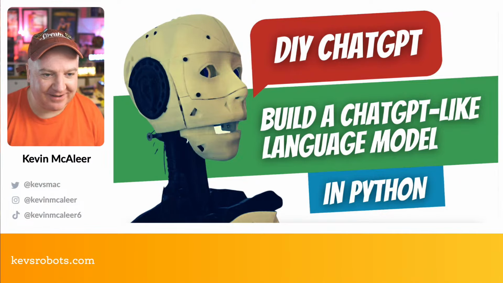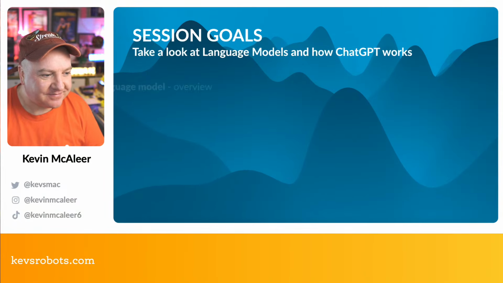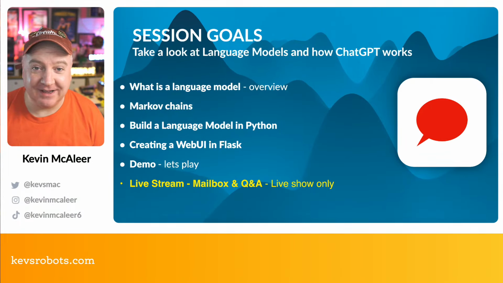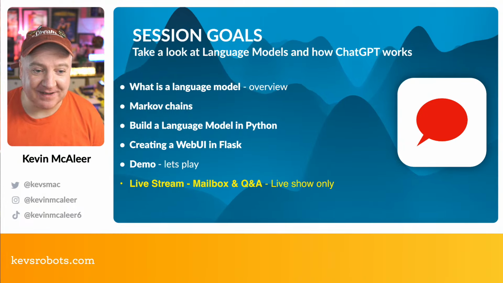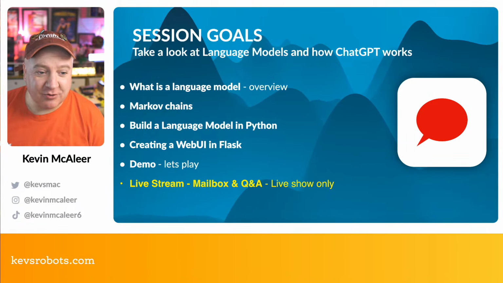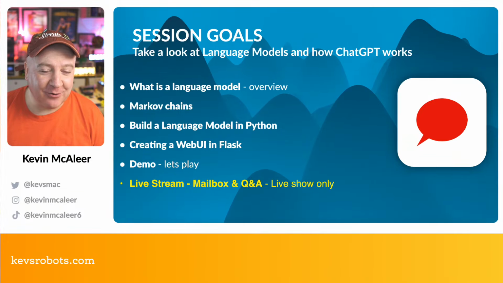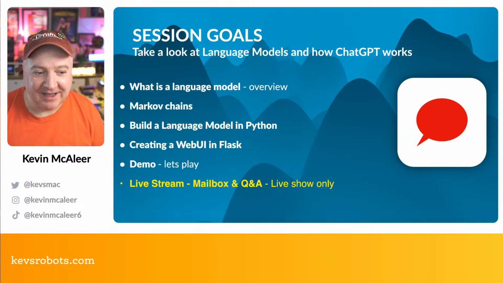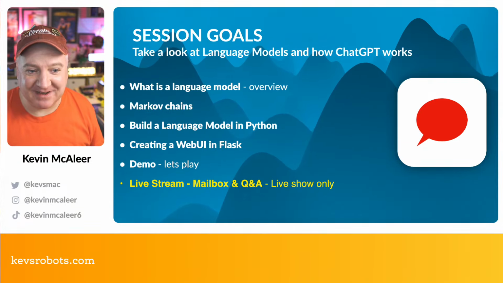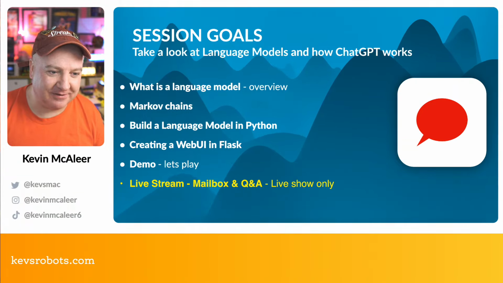Okay, let's get over to our ChatGPT DIY project using Python. So we're going to have a look at how language models work today. They're really fun, and this is something you can do yourself at home, which is quite fun to do. So we're going to look at what language models are. We're going to have a look at Markov chains, what they are. We're going to build our own language model using Python, and then we're going to create a quick web UI using Flask so that we can have that same sort of experience of ChatGPT. We'll even have a play with ChatGPT-4 as well if you want.